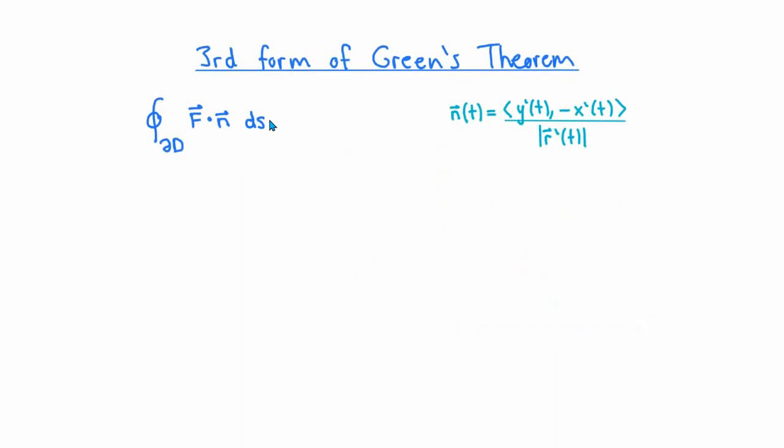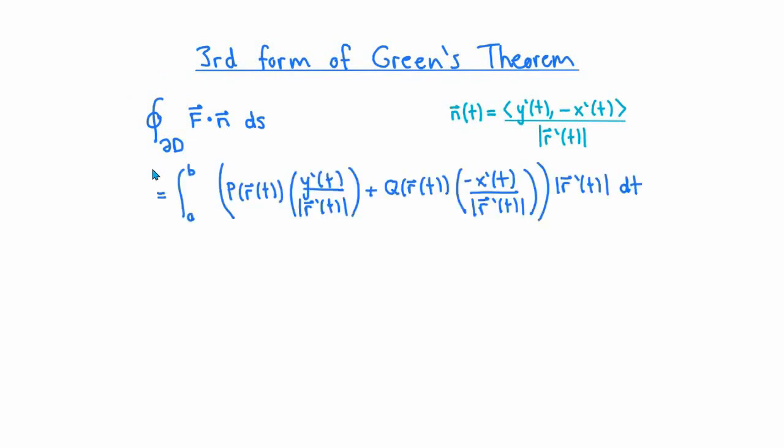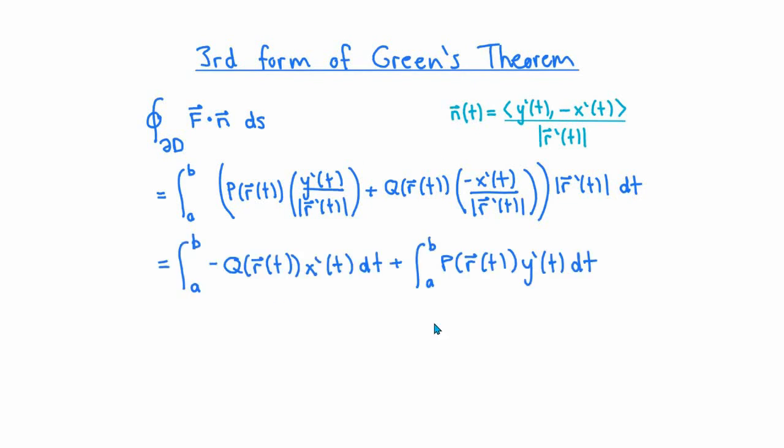Now let's consider what we get when we integrate F dot n ds around the oriented boundary of D. Notice that this is a line integral of the first kind. Using our parametrization and the definition of line integrals of the first kind, this is the integral from a to b of the quantity that you see here. When we multiply the length of r'(t) through, this simplifies, and you might recognize that it's now a sum of two line integrals of the second kind.